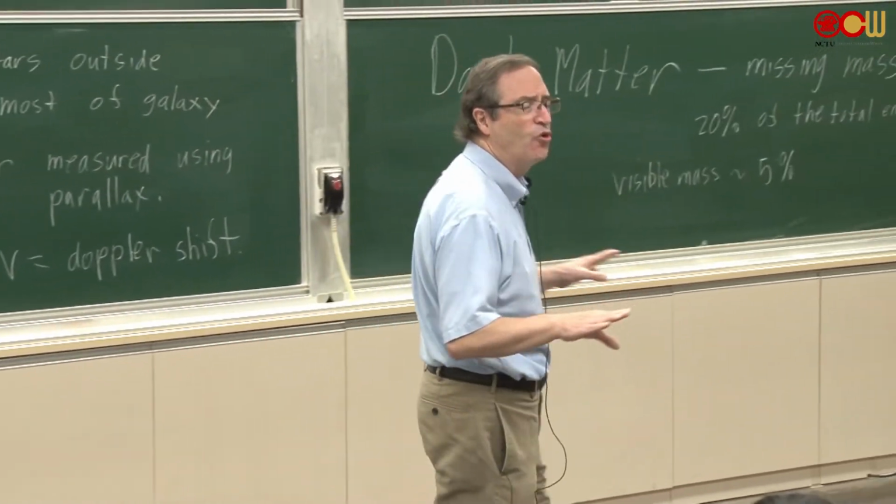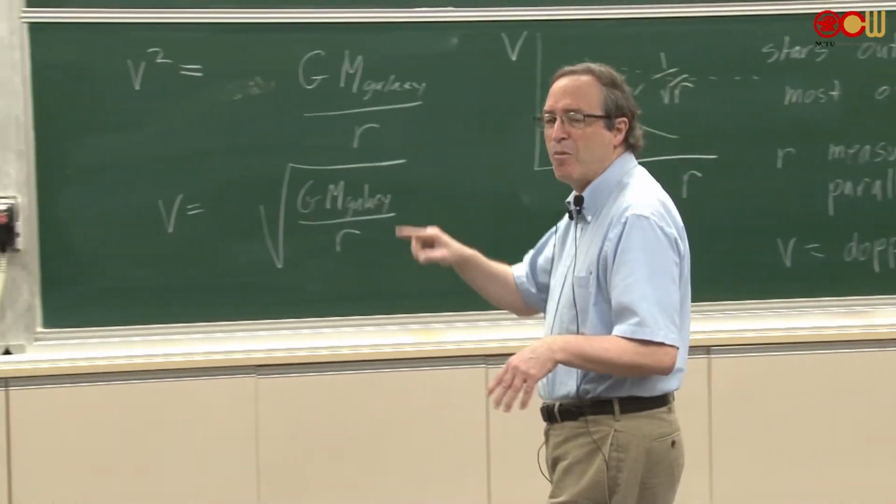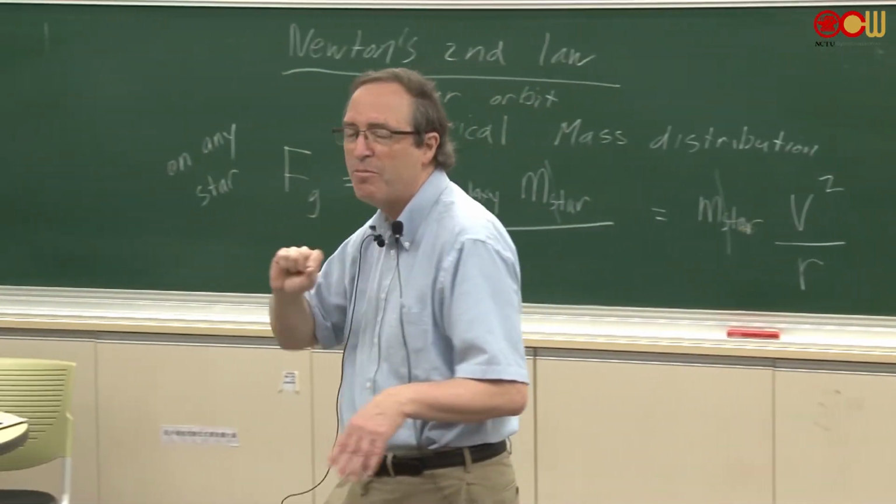Now, you remember that story I told you about Mercury and how Mercury's orbit wasn't quite right, and they thought there might be a planet between Mercury and the sun?